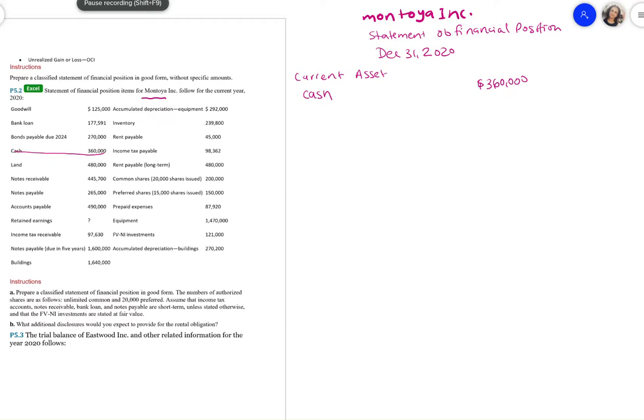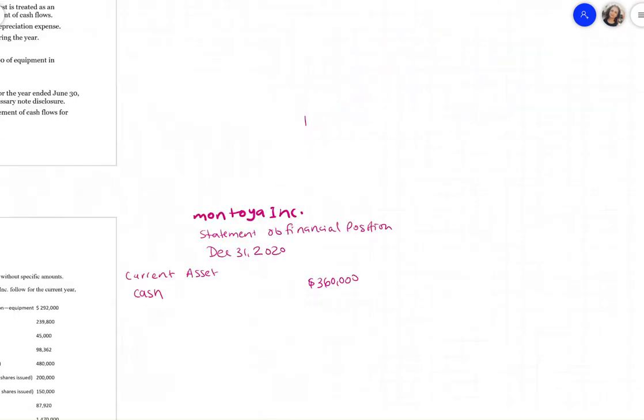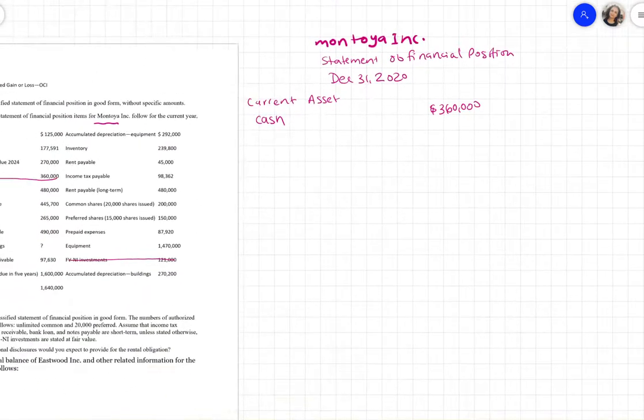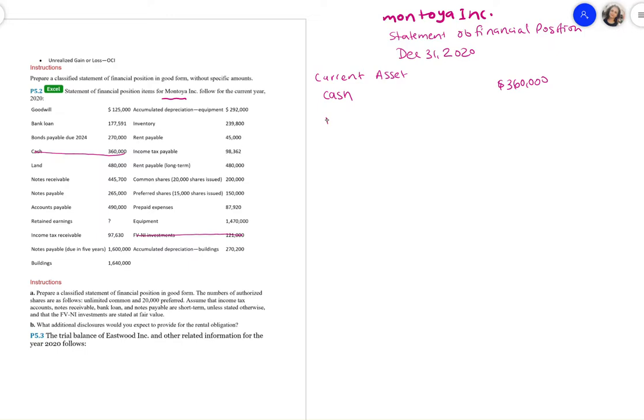The next liquid asset will be the fair value net income investment. Fair value net income investment is my next one under the current assets, and it is 121,000. In this case, 121,000 is the fair value of the asset.